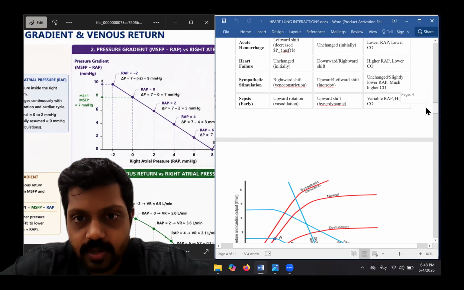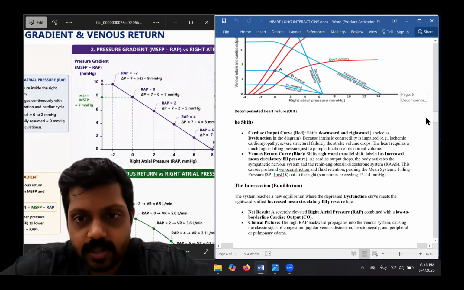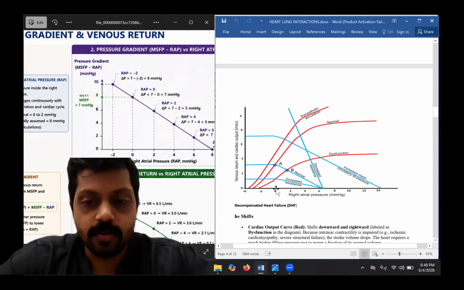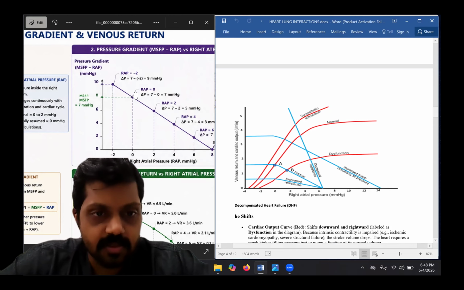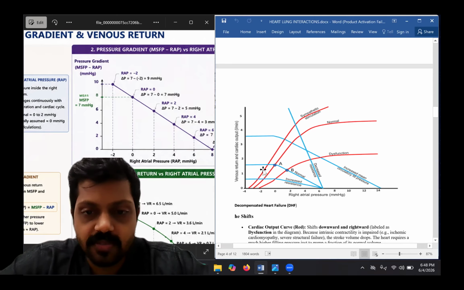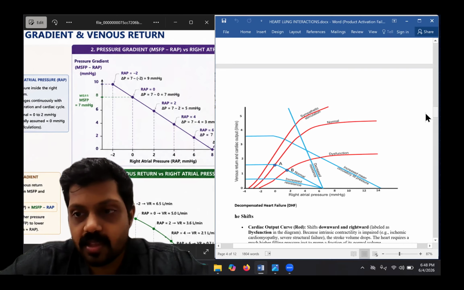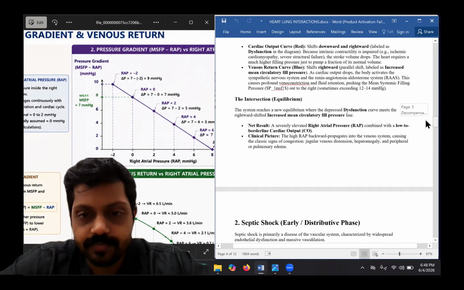Another interesting clinical scenario. Let us take two scenarios. This looks confusing, but I'll explain it to you. This is nothing but the same curve, with right atrial pressure, venous return, and cardiac output. The blue lines are the venous return curve and the red lines are the cardiac output curve. They have explained two conditions here.